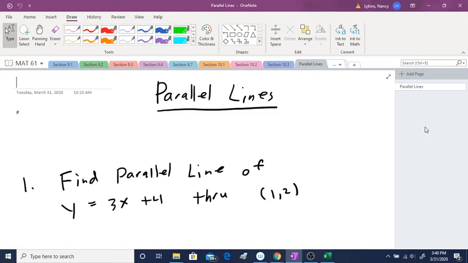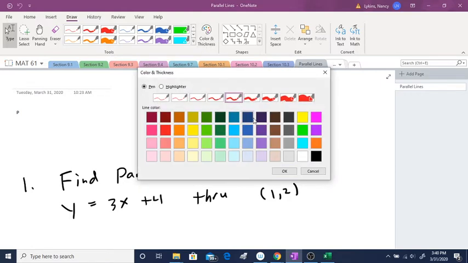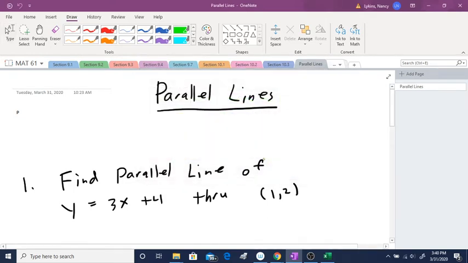Okay, welcome back. Today we're going to talk about parallel lines. Now, anytime you hear parallel lines, I want you to think about something. Do they ever touch? And the answer is they will never touch. Parallel lines run with each other, so that means they will have the same slope.